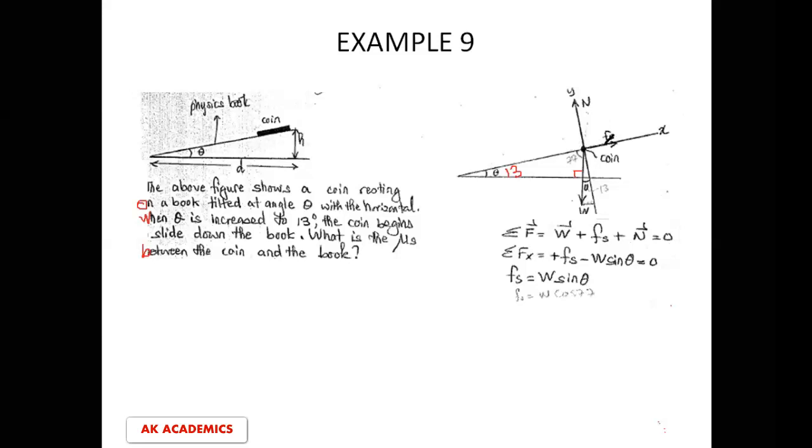Fs is going to be horizontal because this is on the horizontal plane, where the book is placed horizontally. So Fs is going to be horizontal. That's the first F we have. So we have Fs here. Now minus W sine theta equal to 0.